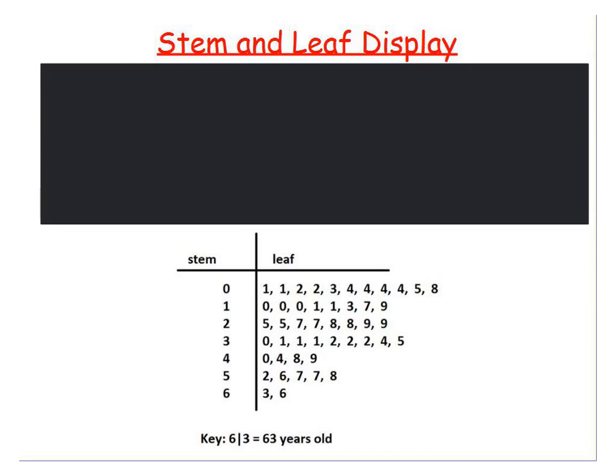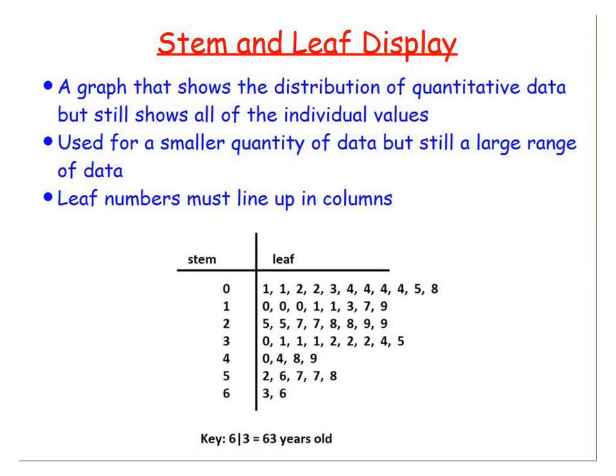Stem and leaf display. I'm sure you've probably made one of these in Algebra 1. These are graphs that show the distribution of quantitative data, but the nice thing is, unlike a histogram, with these you see all of the individual data values. These graphs are used for a smaller quantity of data, but they still can be used for a large range of data. And your leaf numbers must line up in columns.